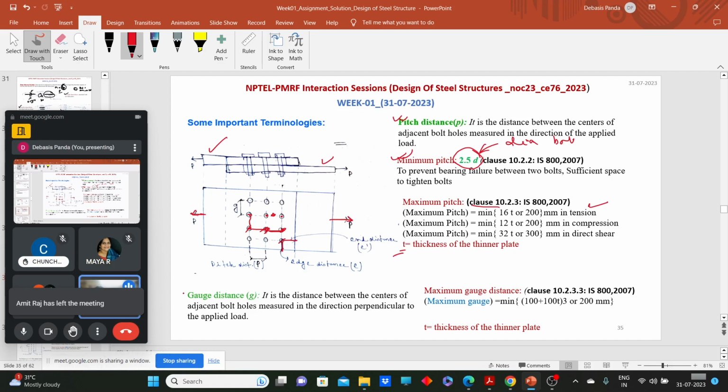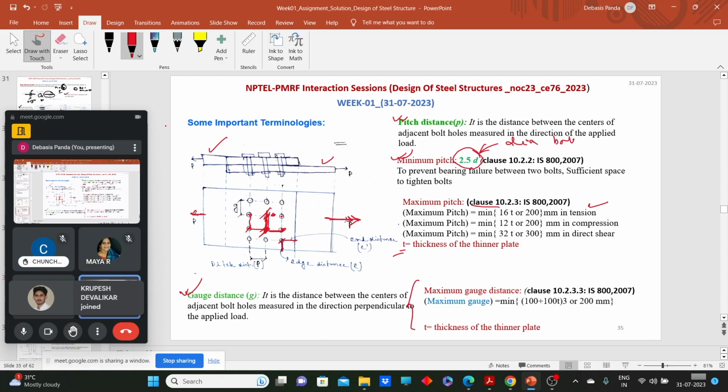Now the gauge distance. What is the gauge distance? It is the distance between centers of two consecutive bolts measured perpendicular to the direction of applied load. Perpendicular to the direction: the direction of applied load is this, and this is the perpendicular direction. So this is the gauge distance. Here the maximum gauge distances are also provided.